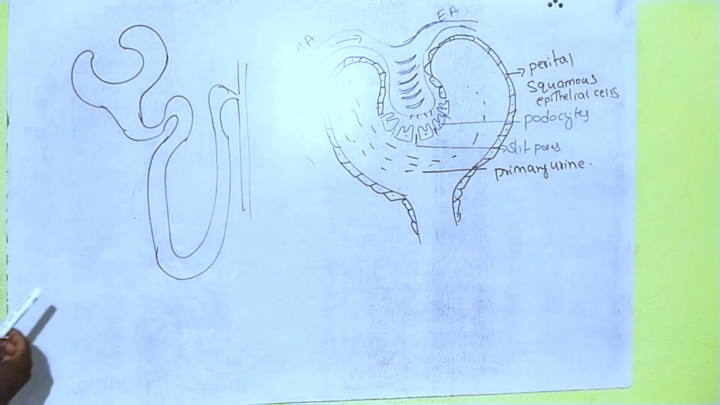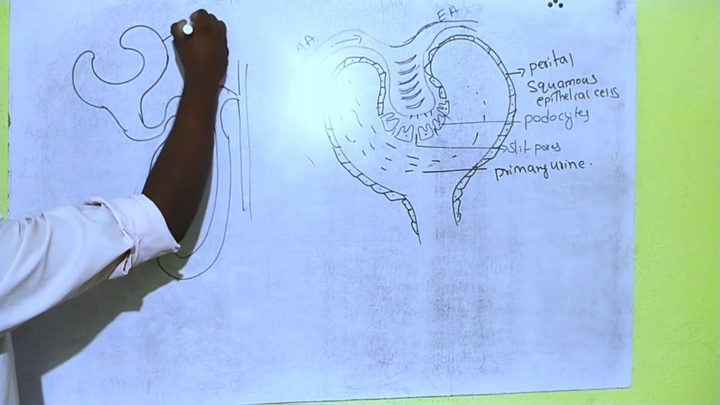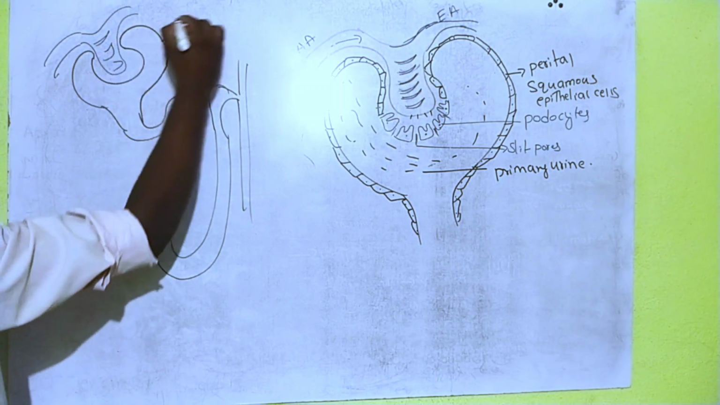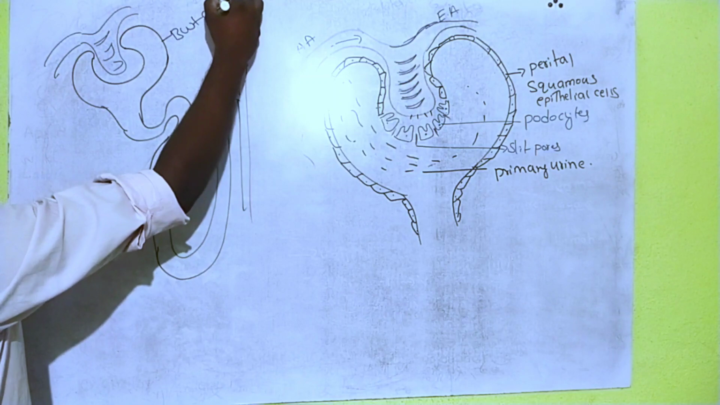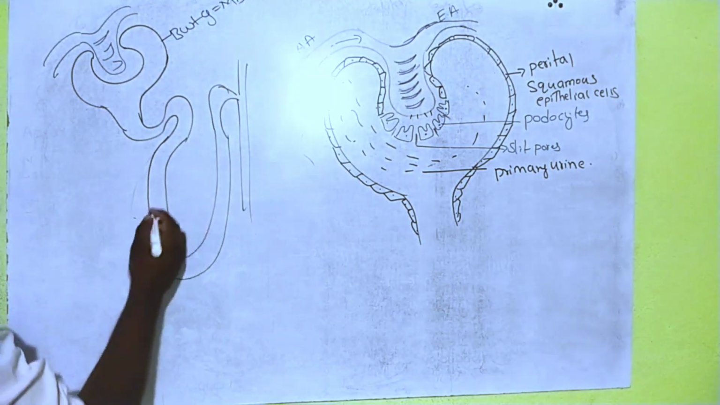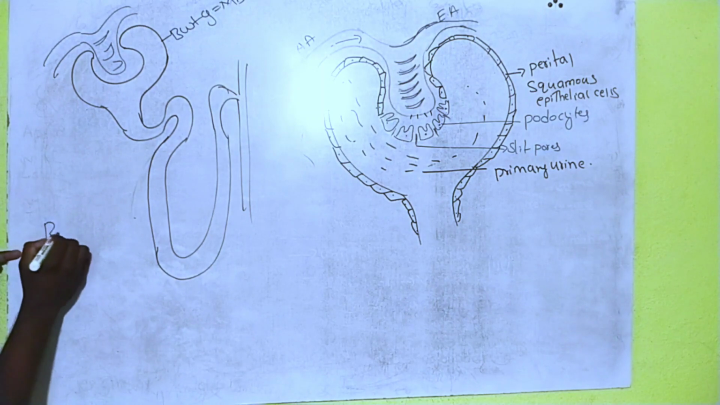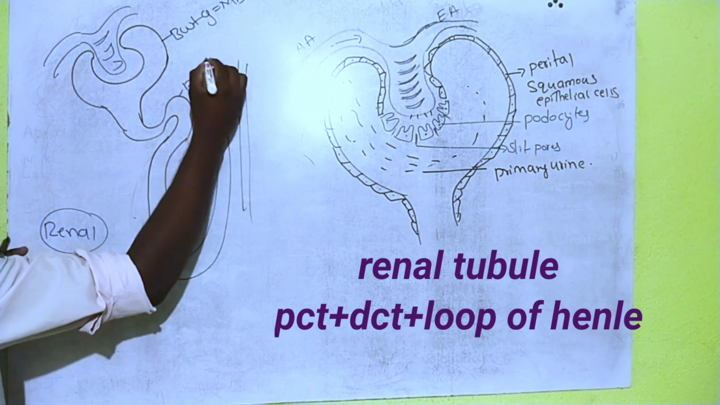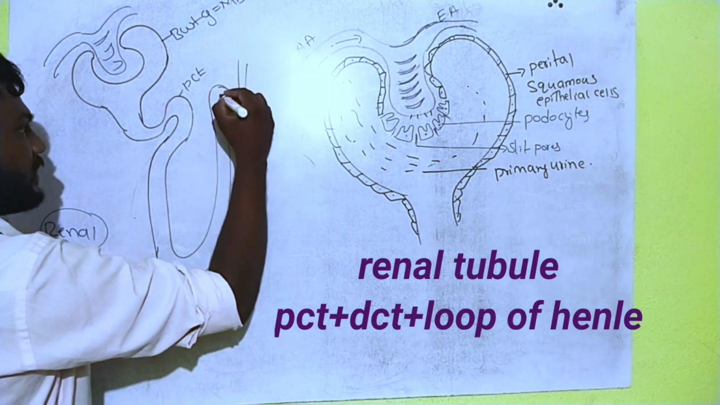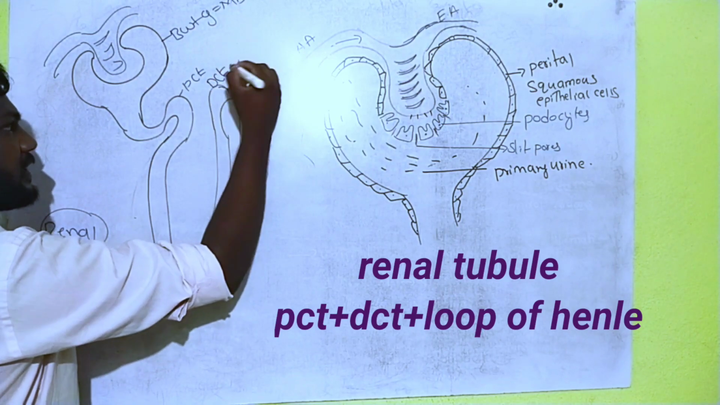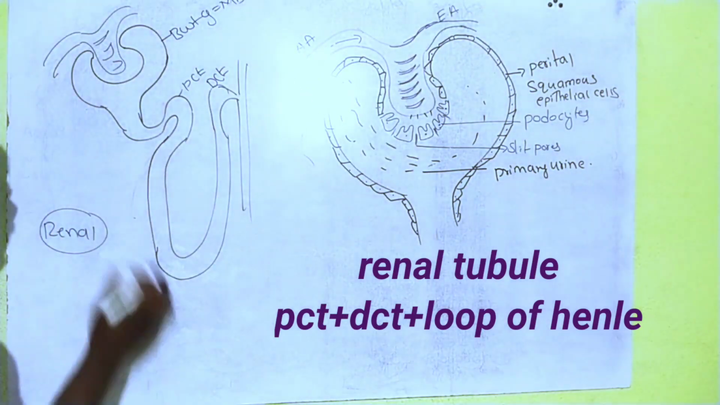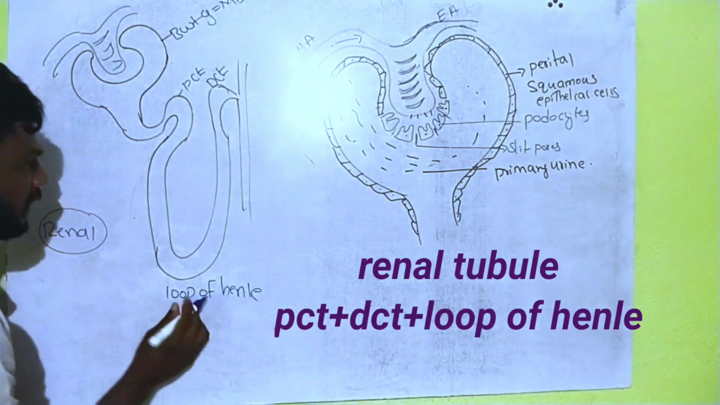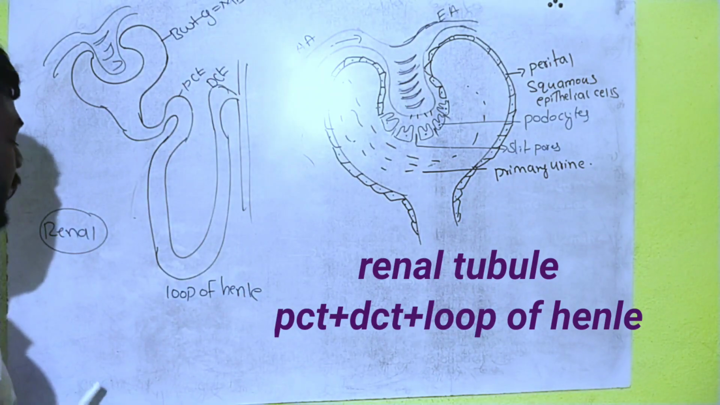Here I will make the names. Bowman's capsule plus glomerulus we call the Malpighian body. Renal tubule means this PCT region, the proximal convoluted tube, and this is a coil, again a coil here, the DCT. DCT means distal convoluted tube, plus this is the loop of Henle. These three together we call the renal tubule.